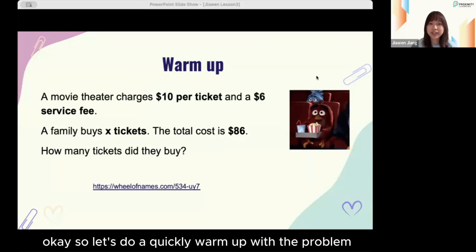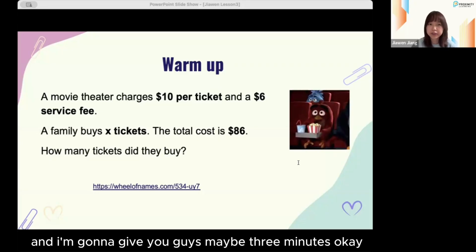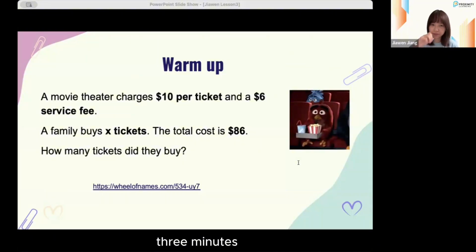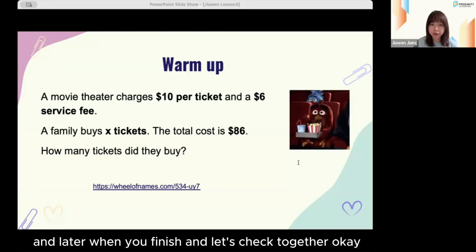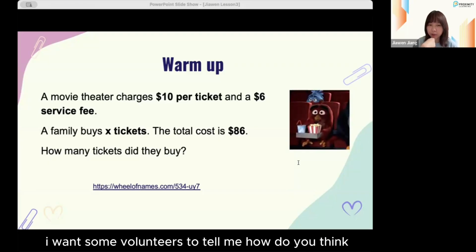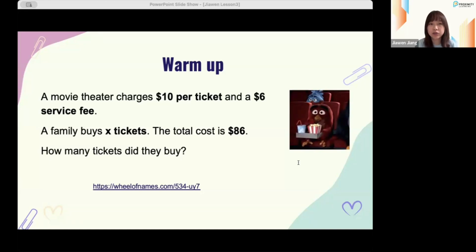Okay, so let's do a quick warm up with the problem we also practiced last class. I'm going to give you 3 minutes, and you can send in your answer on the chat, and when you finish, let's check together. I want some volunteers to tell me how you think and explain the steps for me. So 3 minutes, and share in the class.